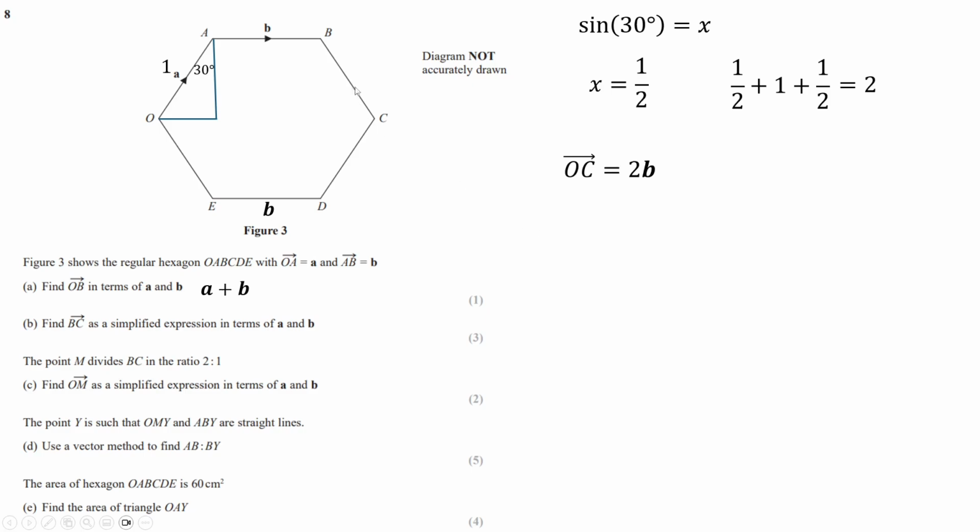Okay, we can say that BC is BO plus OC. We know what BO is, it's minus B minus A, and then OC is 2B. You'll get that simplified to get that.